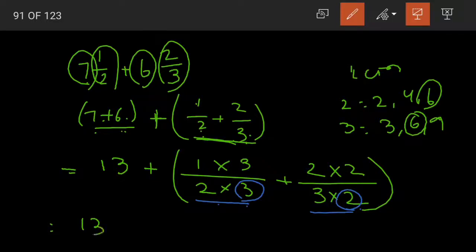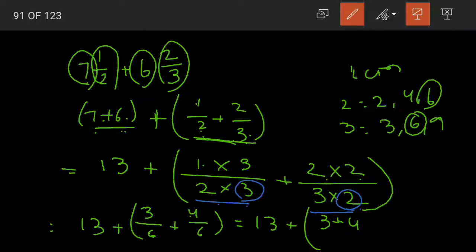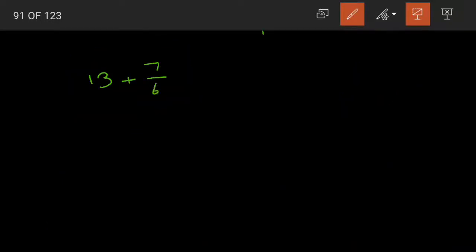Now if we add them together, 1 into 3, 3 divided by 6, plus 2 into 2, 4 divided by 6. Then 13 as it is children, we will not touch the whole number. First we'll complete the addition of the fractions and then we combine it with the whole number. 3/6 plus 4/6 is 3 plus 4 whole divided by 6. That is nothing but 13 plus 7/6.